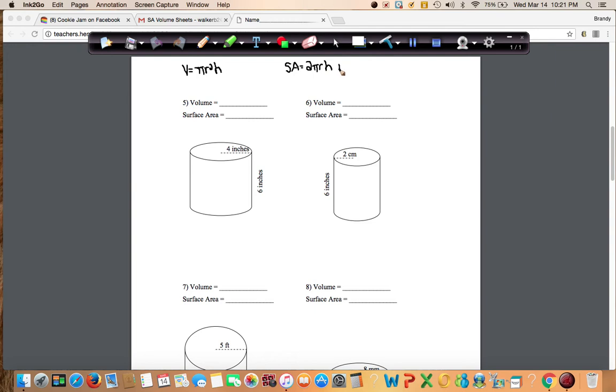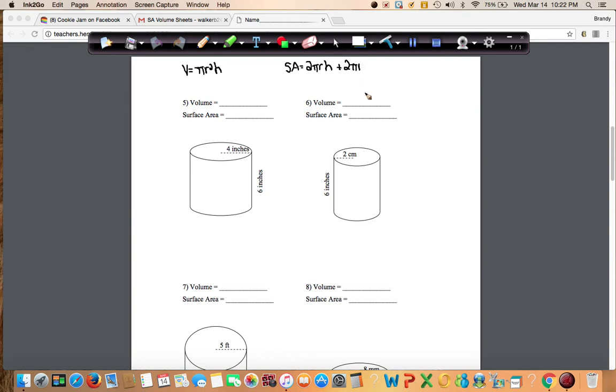Can you hear? Okay. Plus, because remember, surface area is all the sides. So this first piece just finds the lateral rectangle to go around it. The second piece is going to be the areas of our 2 bases. And remember, we have 2 circles. So we're going to have 2 times, and how do we find area again? Pi r squared.